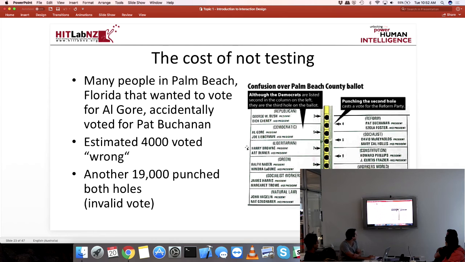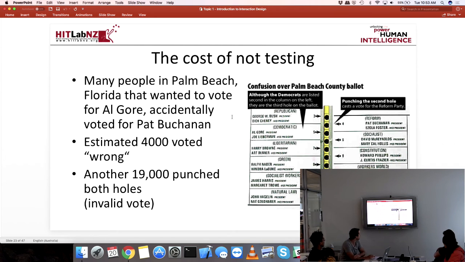But this was the Palm Beach County ballot, which went out. So you can see, looking at it, makes sense. We've got the Republican, George Bush and Dick Cheney. The Democrats got Al Gore and Joe Lieberman, and then we've got a bunch of other parties which don't count because this is America and it's a two-party system.